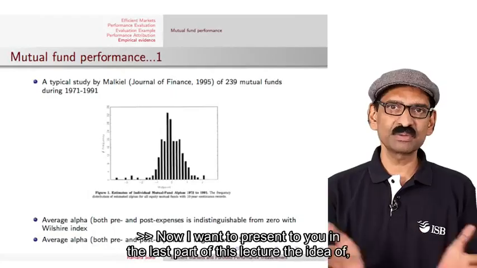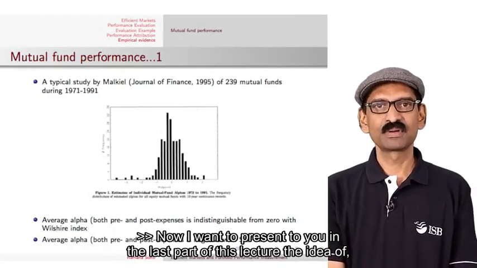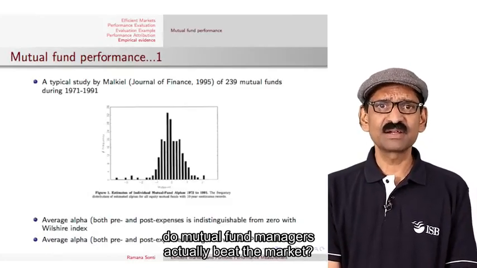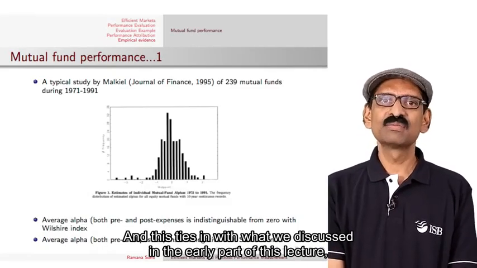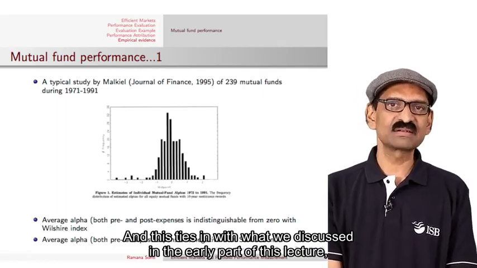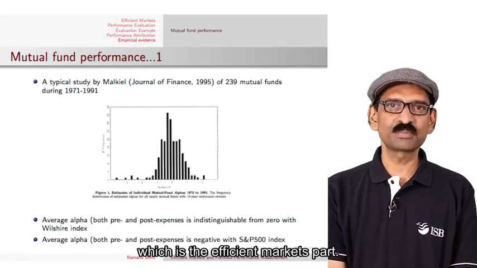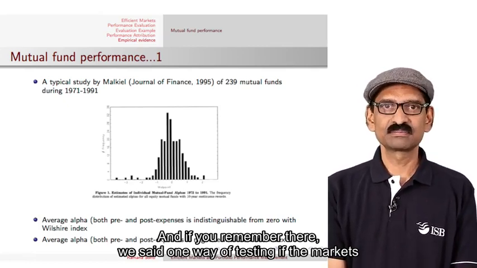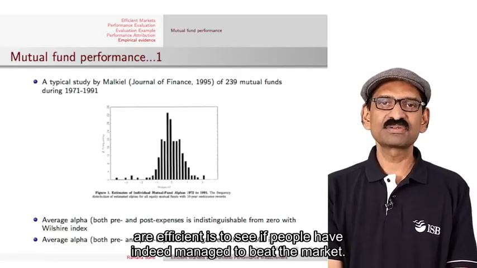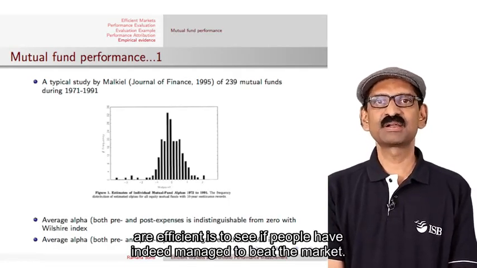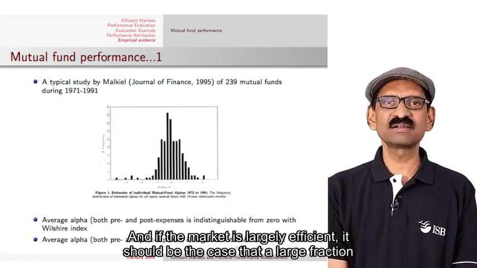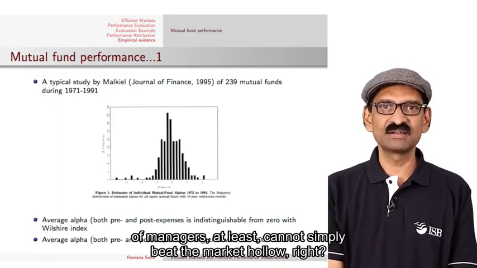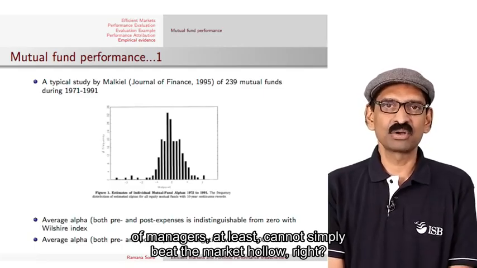Now I want to present to you in the last part of this lecture the idea of: do mutual fund managers actually beat the market? And this ties in with what we discussed in the early part of this lecture, which is the efficient markets part. If you remember there, we said one way of testing if the markets are efficient is to see if people have indeed managed to beat the market. And if the market is largely efficient, it should be the case that a large fraction of managers at least cannot simply beat the market hollow.